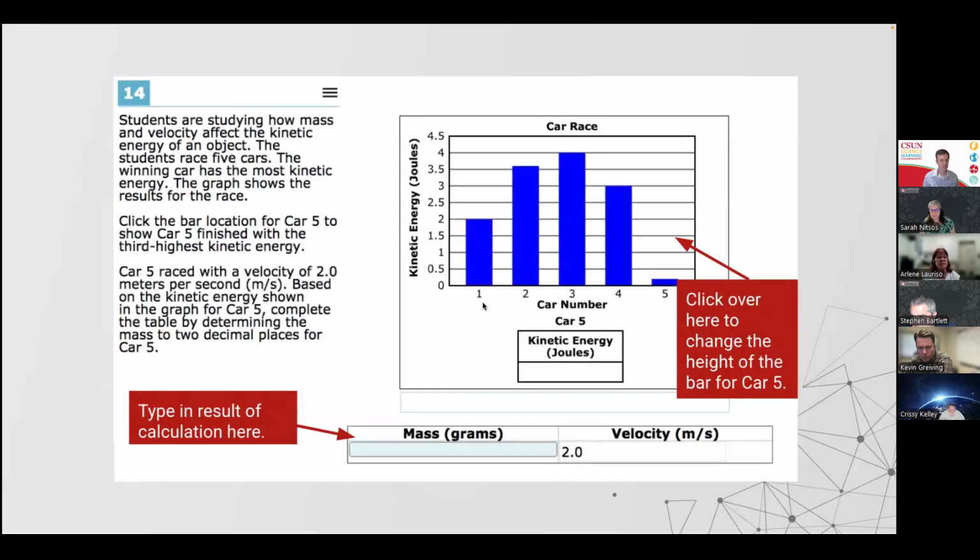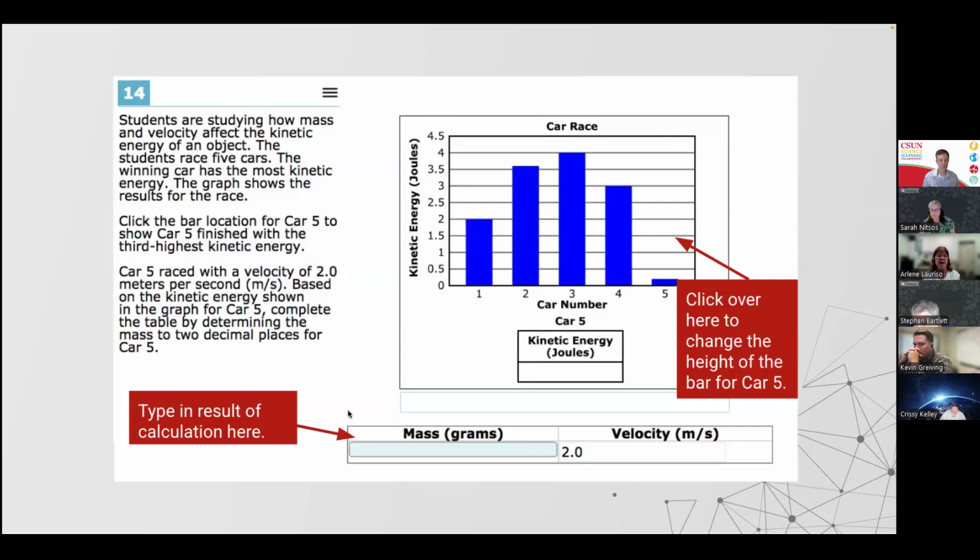Then in our next one, we have a car. We have races going on, and this is about kinetic energy. In the graph, notice that the students can manipulate the graph in order to move the amount of kinetic energy for car number 5 up or down, depending on the question. Once they have done that, they're asked to do a short little calculation.